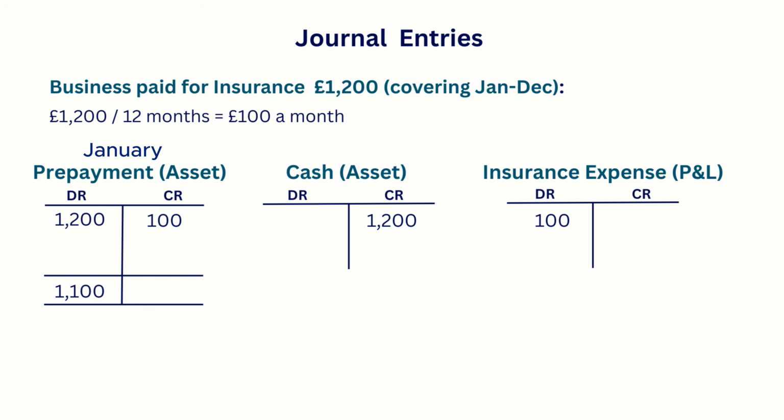What we're doing here is matching 1 month of insurance cost to 1 month of business activity. The rest hasn't been used yet, so it remains an asset. This is why prepayments appear in the statement of financial position, not the profit or loss. So for January, even though we paid £1,200, the real expense is just £100. The rest is still sitting as a benefit for future months.